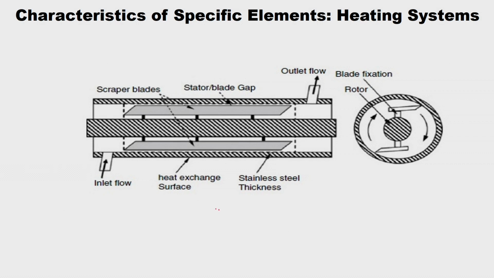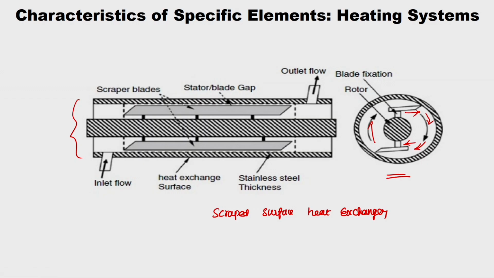And the next one is the scraped surface heat exchanger. If you see, this is the front view, right? So you have one tube, which is nothing but a rotor, and your scraping blades are fixed on the rotor tube. This rotor tube rotates, and when it rotates, the blade scrapes the particulates which are there in the liquid.